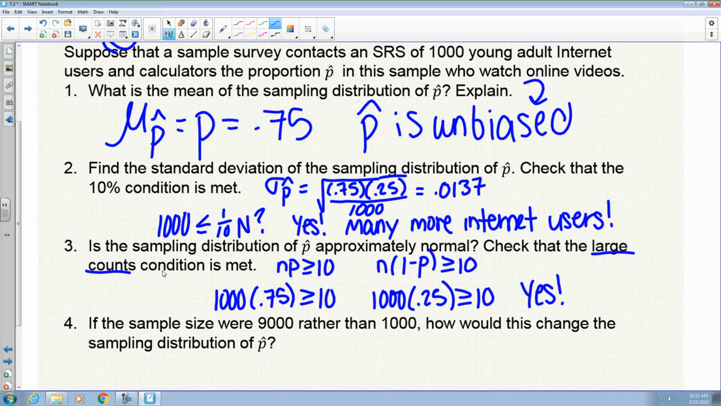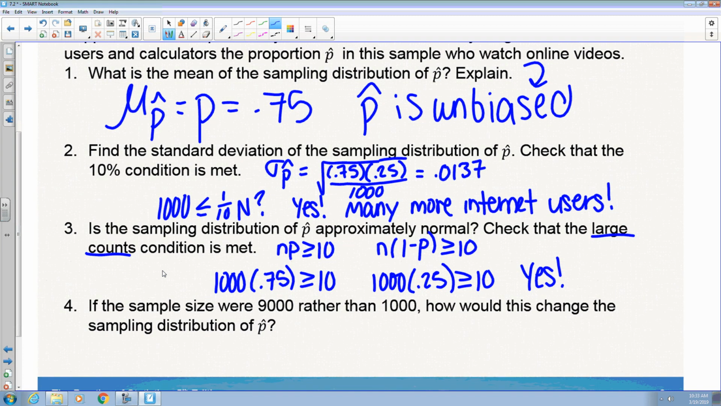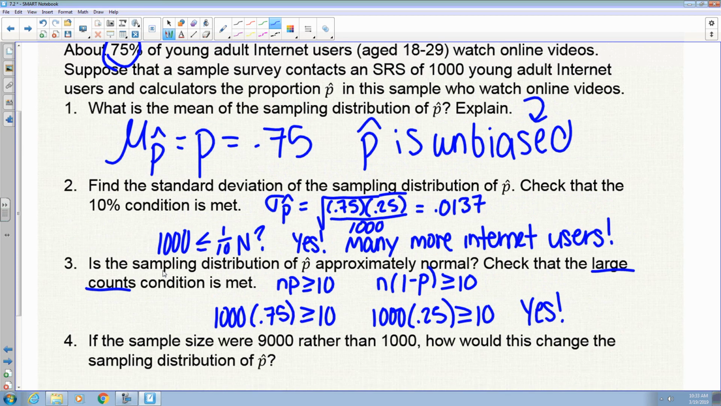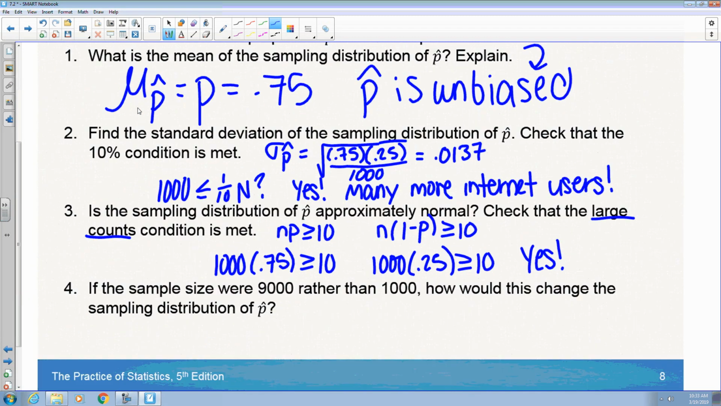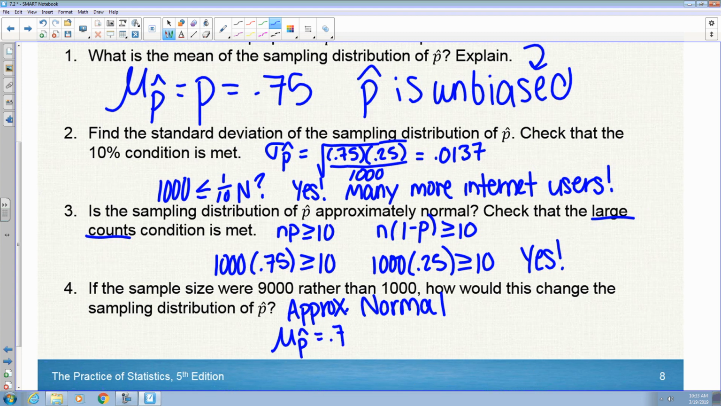If the sample size were 9,000 instead of 1,000, how would this change the sampling distribution? Mu of p hat would not change. We're still going off of the population proportion, 75%. The only thing that changes and uses the n is the standard deviation. So we're still going to be normal or approximately normal. The mean of p hat is still going to be 0.75.